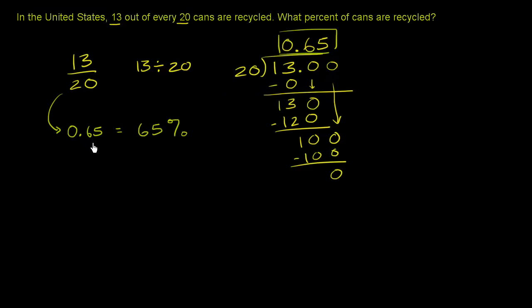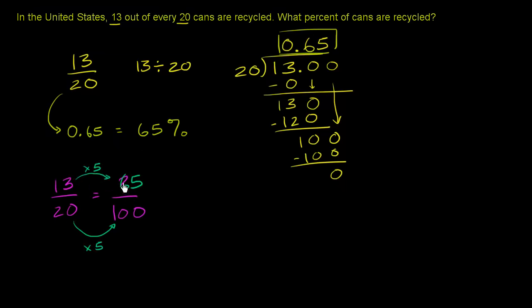Now, there's another way you could have done it. You could have said, look, percent literally means per 100. So 13 out of 20 is going to be equal to what over 100? Well, to go from 20 to 100, you forget the denominator. To go from 20 to 100, you would multiply by 5. So let's multiply the numerator by 5 as well. And 13 times 5, let's see, that's 15 plus 50, which is 65.